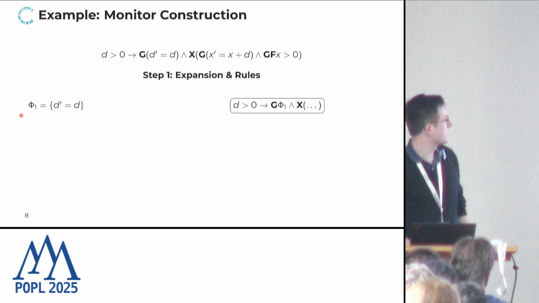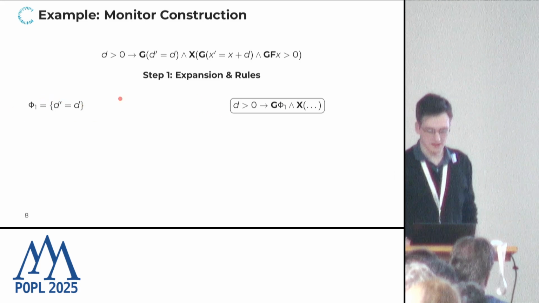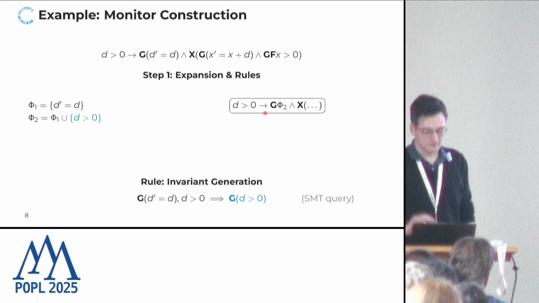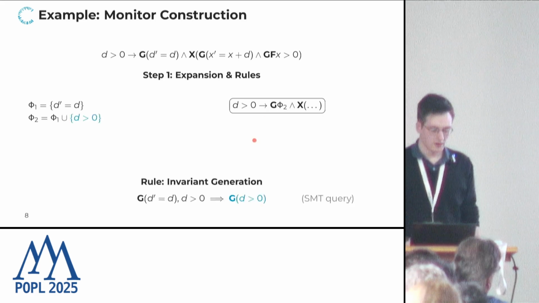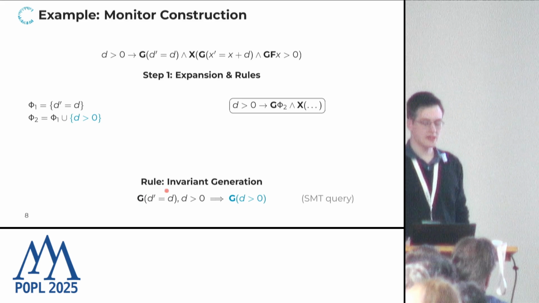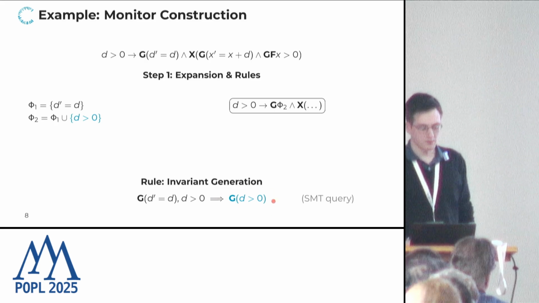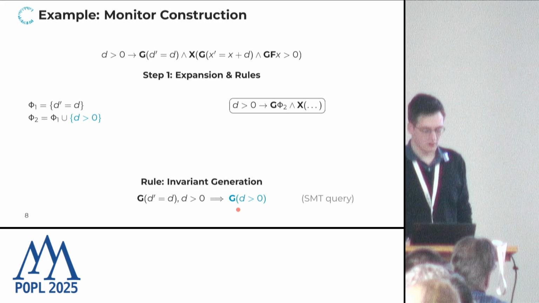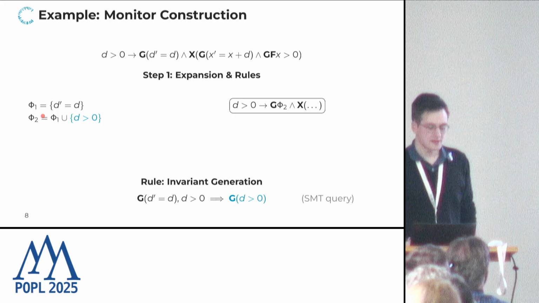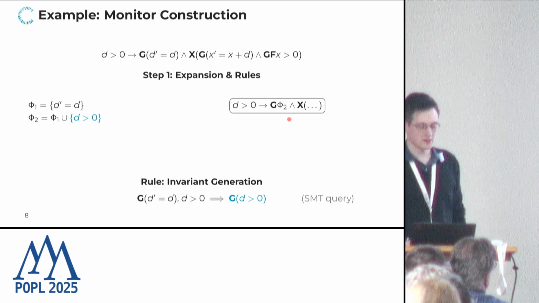Initially we know that d should always stay the same. Okay, and now we can apply a rule. What we can see is, if d always stays the same and initially d is greater than 0, well, then it's an invariant, right? So it will always stay greater than 0. You can check that with an SMT query. And now we can add this information here that d will be greater than 0.